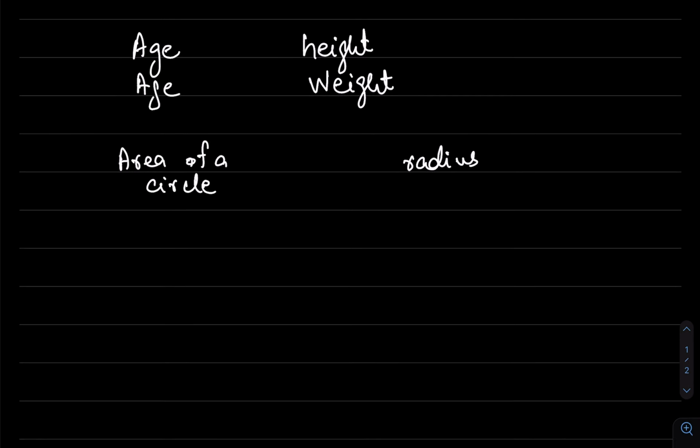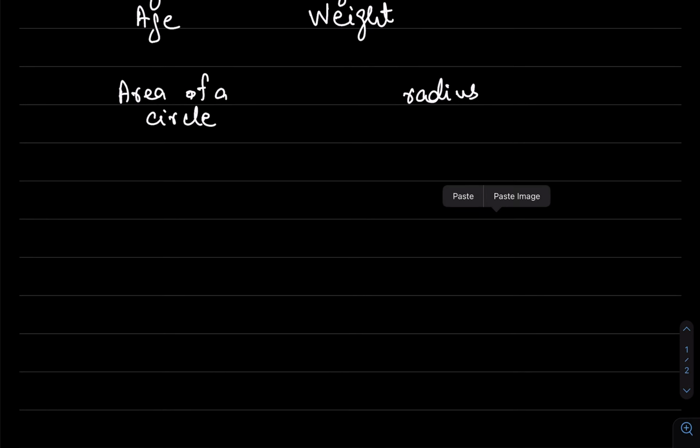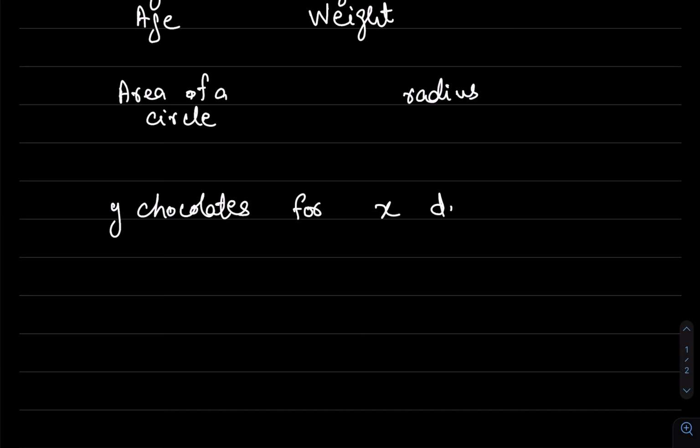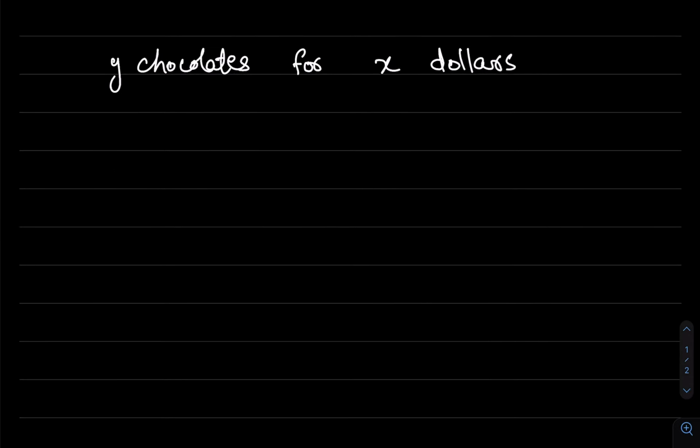Okay, now let's say you go to a store and you want to buy some chocolates. So let's say that you can get y number of chocolates for x dollars, right? Because you're not getting anything for rupees. So you can get y chocolates for x dollars. Now, as you can see, the number of chocolates that you can get is dependent on how many dollars you have. The amount of chocolates that you can get is dependent on x. Y is dependent on x here.